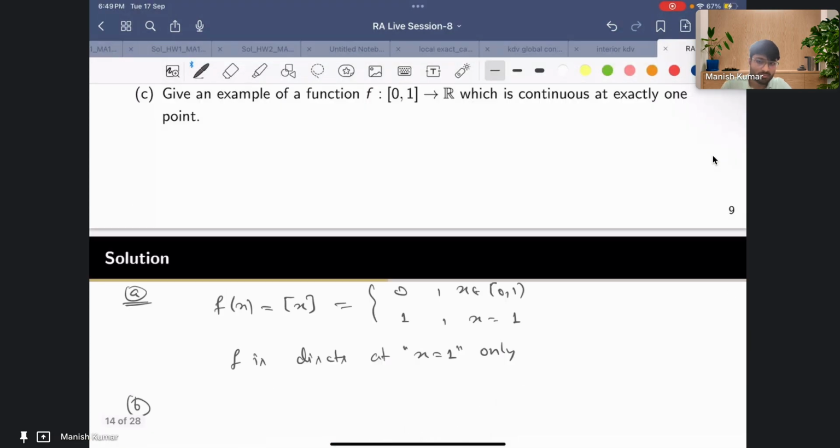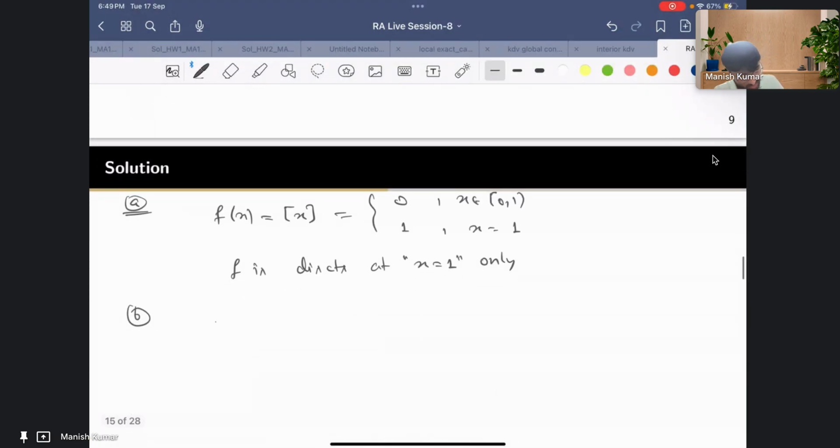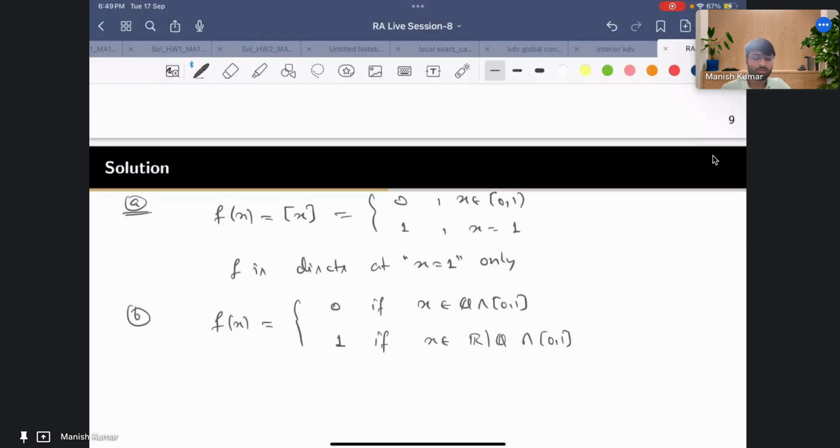Rational points and irrational points. Correct. So can you tell me what should be the function: 0 if x is rational and 1 if x is irrational. Do you think this is discontinuous? Yes, then it's discontinuous, because there is a jump. But what if I put x here? Just asking, what if I put x here? How will the continuity be affected here? Can you tell me?